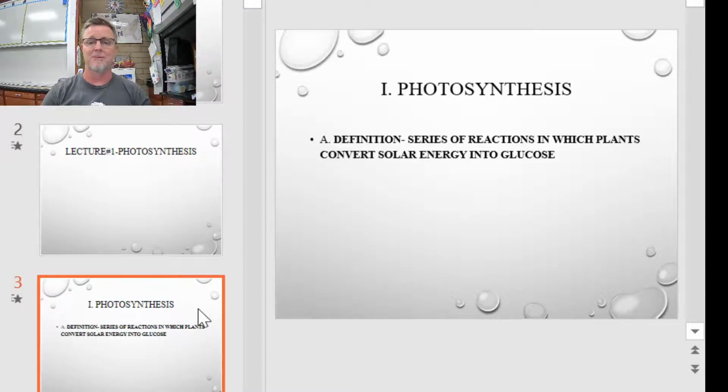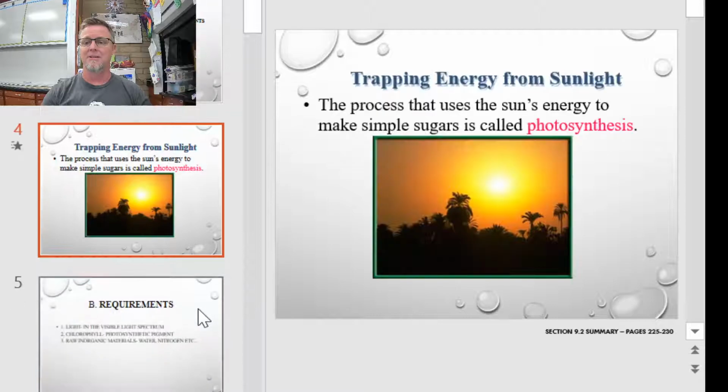Wow, that sounds really complicated. Well, let's try to break it down into some simple, easy parts. So basically, sunlight is energy. All the energy needed to support life on Earth basically starts there. That solar energy, as it's called, through photosynthesis is converted into a simple sugar.